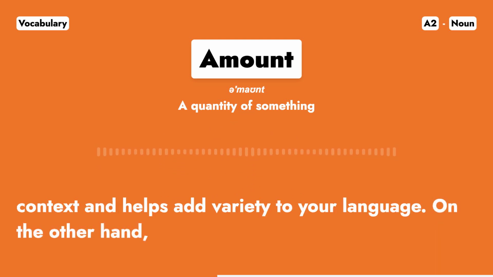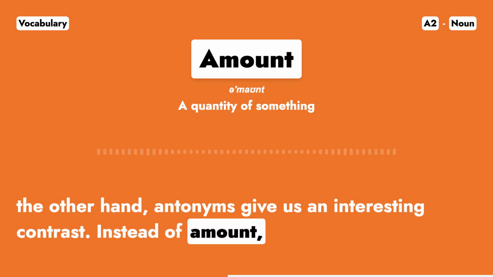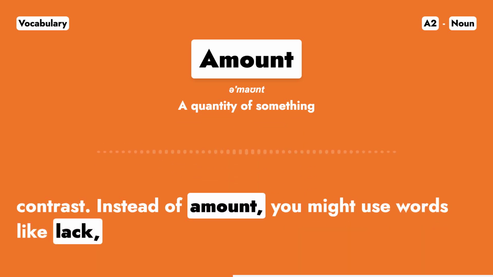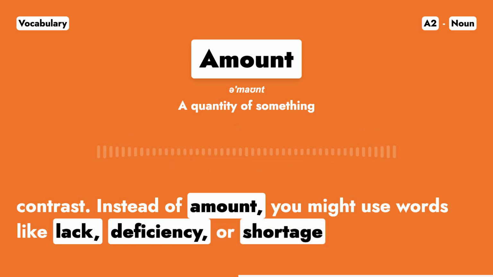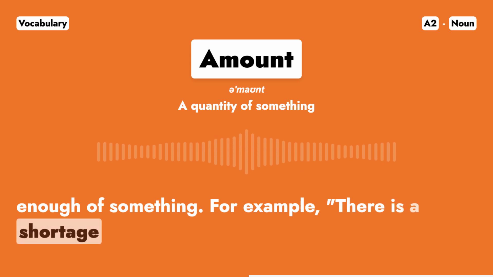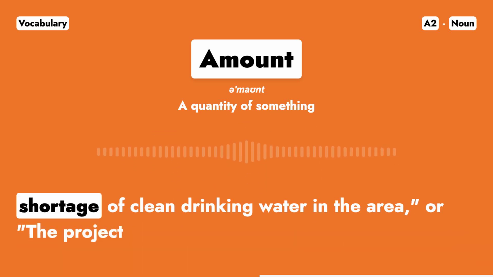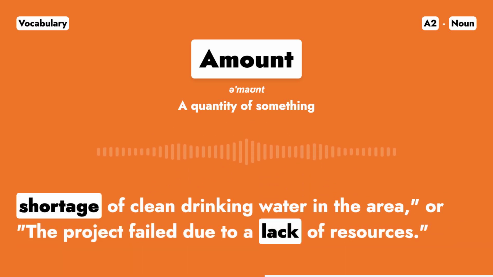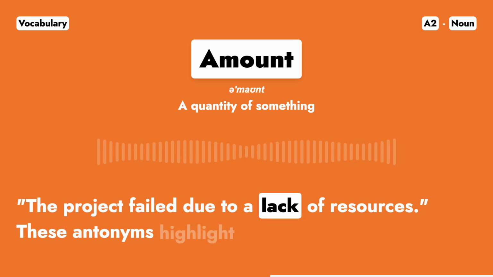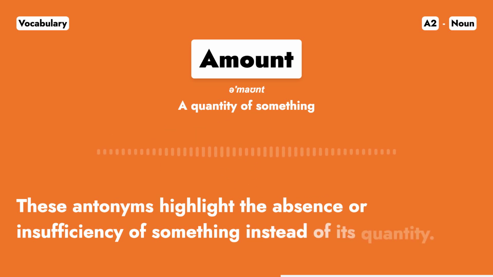On the other hand, antonyms give us an interesting contrast. Instead of amount, you might use words like lack, deficiency, or shortage when there isn't enough of something. For example, there is a shortage of clean drinking water in the area, or the project failed due to a lack of resources. These antonyms highlight the absence or insufficiency of something instead of its quantity.